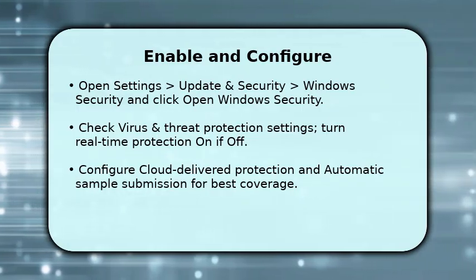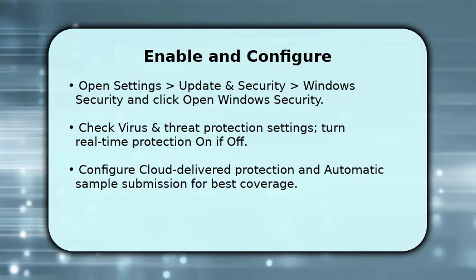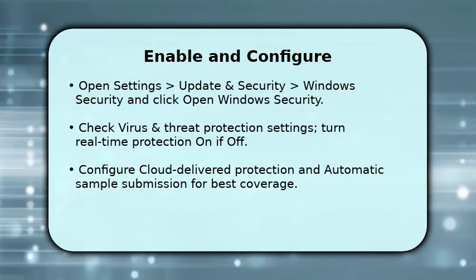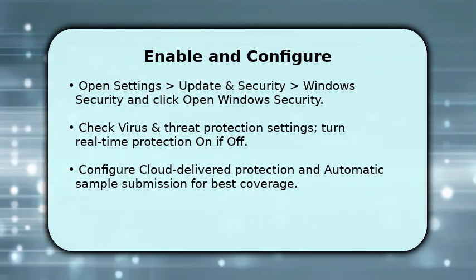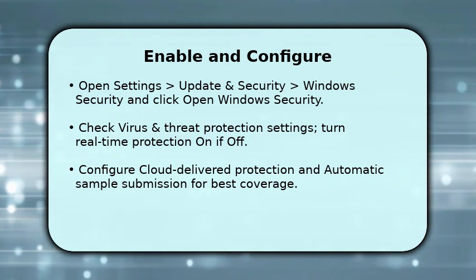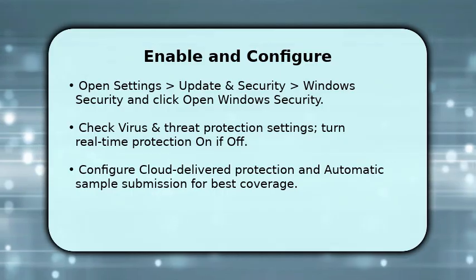This starts on-access scanning. Also turn on cloud-delivered protection and automatic sample submission to improve detection using Microsoft's analytics. Finally, review controlled folder access and exclusions. These settings fine-tune protection and reduce false positives as you use your PC.